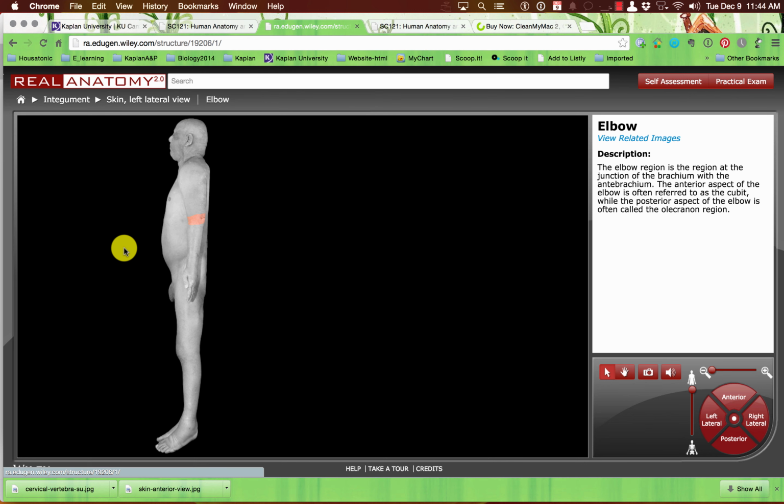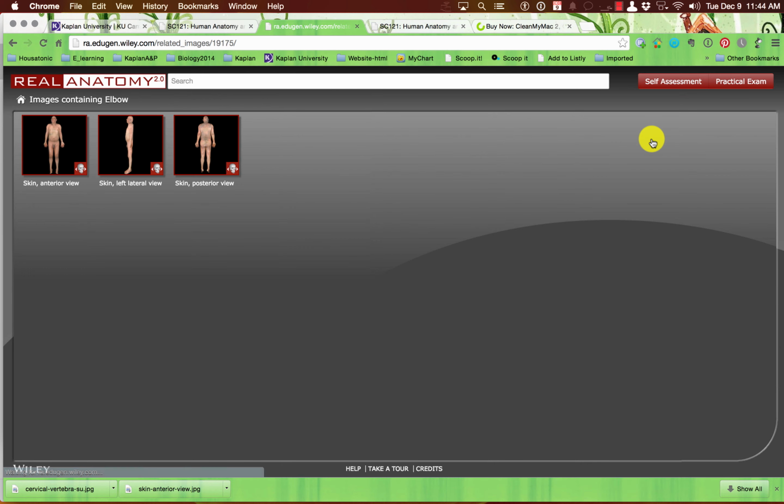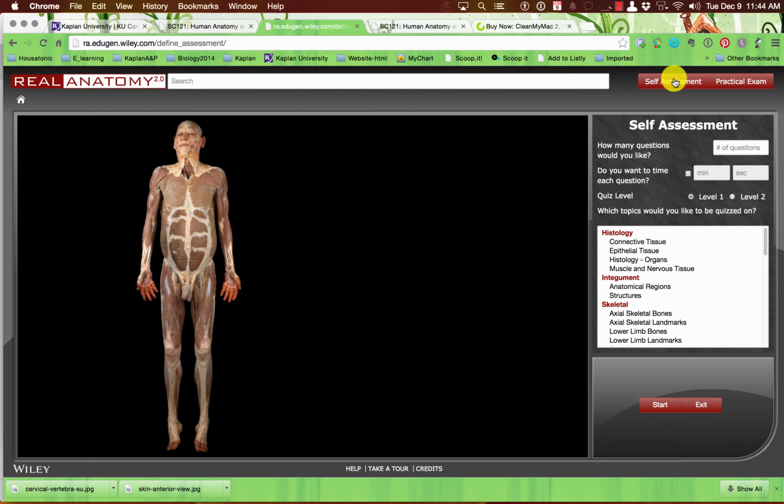Elbow. Here we are. View related images. Okay. Self-assessment. Why would I want to do that? Because you have a test at the end. You can put some questions, you can pick the sections you want, and you can test yourself. And that is what a practical exam and your final exam needs you to know, this material. So I hope this helped.